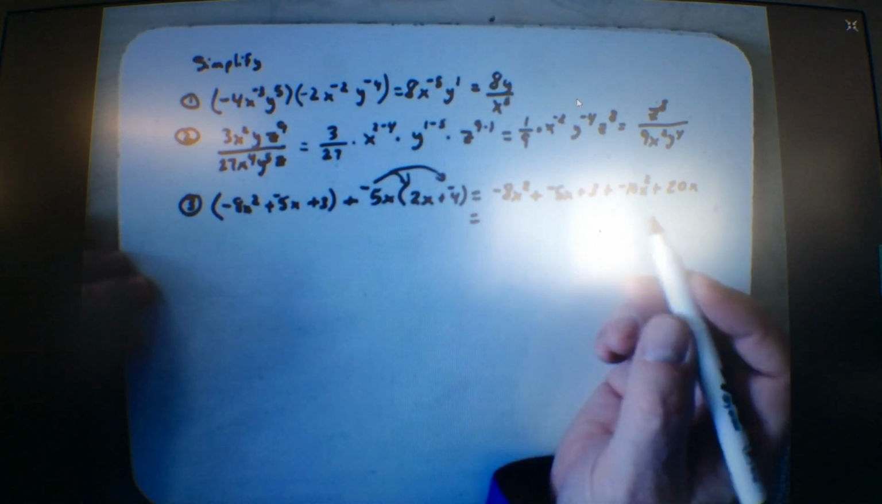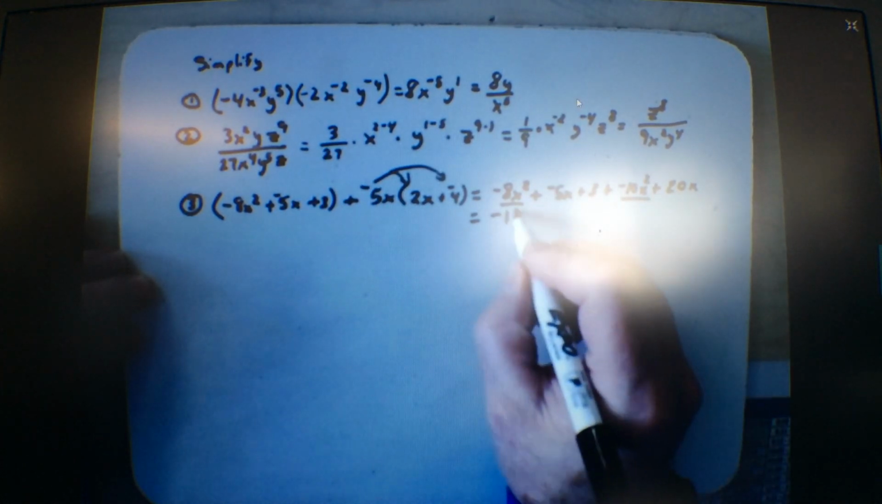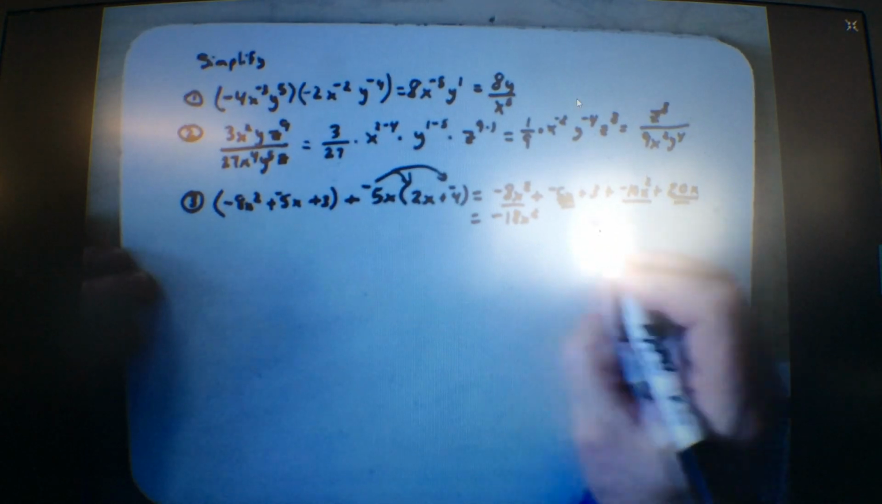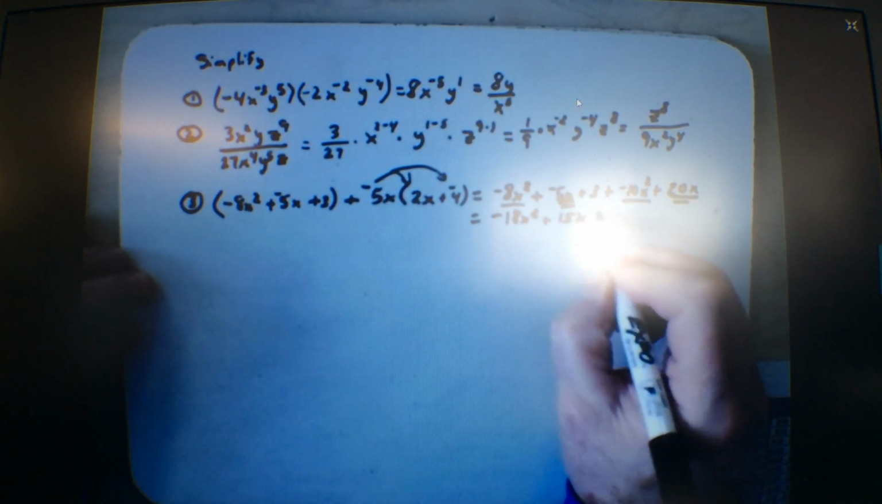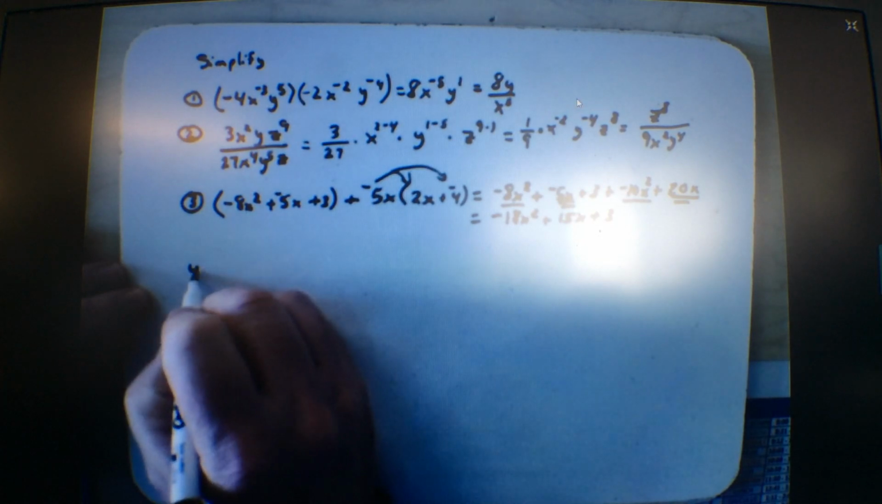So my final answer is, this is like with this, so I have a negative 18x squared. This is like with this, plus 15x plus 3. Okay? Questions so far?